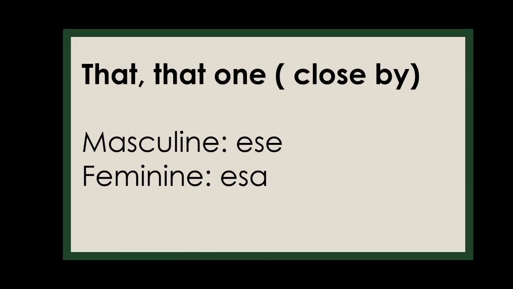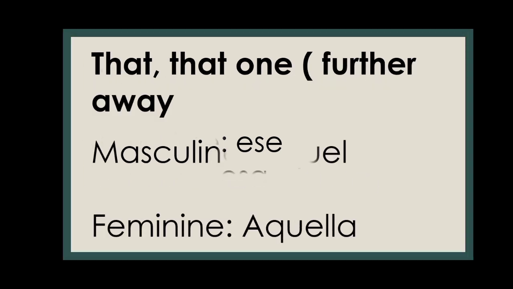That or that one, close by. Masculine ese and feminine esa. That or that one, further away. First we learn close by, then second is further away. Aquel or aquella. Masculine we use aquel, and for feminine we use aquella.